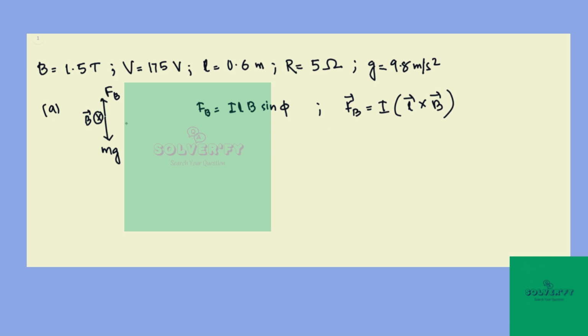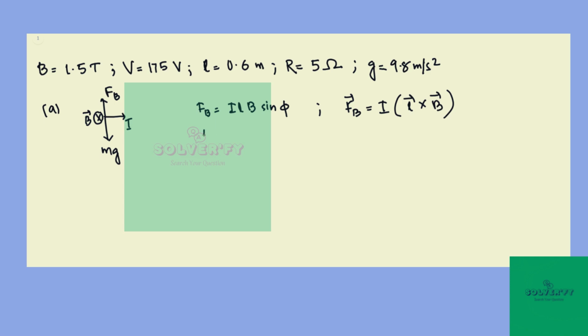So we use the right hand rule over here, and we see that the current in the bar must be towards the right in order to produce Fb upward. Only if the current is in the right direction will we get the magnetic force to be upward, which it should be in order to be in equilibrium, because it needs to be equal and opposite to mg.